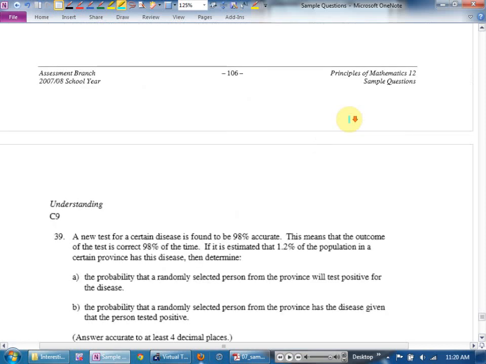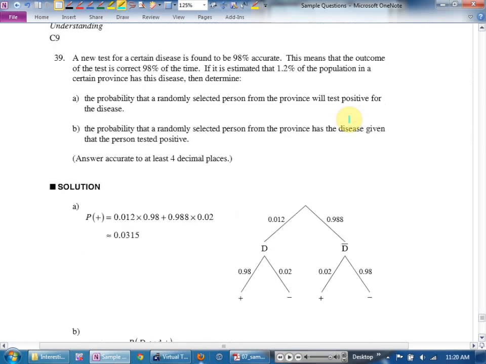You test positive or negative, and remember that you test positive when you have the disease 98% of the time. You'll test negative when you don't have the disease 98% of the time. And then this is where you found, in this particular example, even though you've tested positive, you only have a 37% chance of having the disease. Okay.